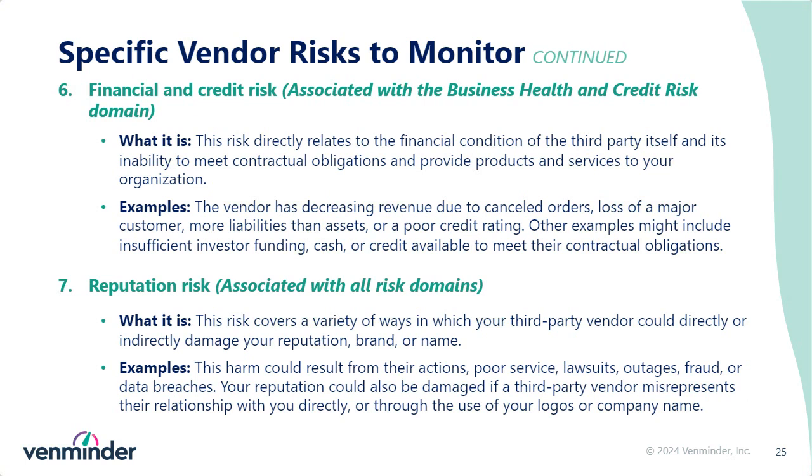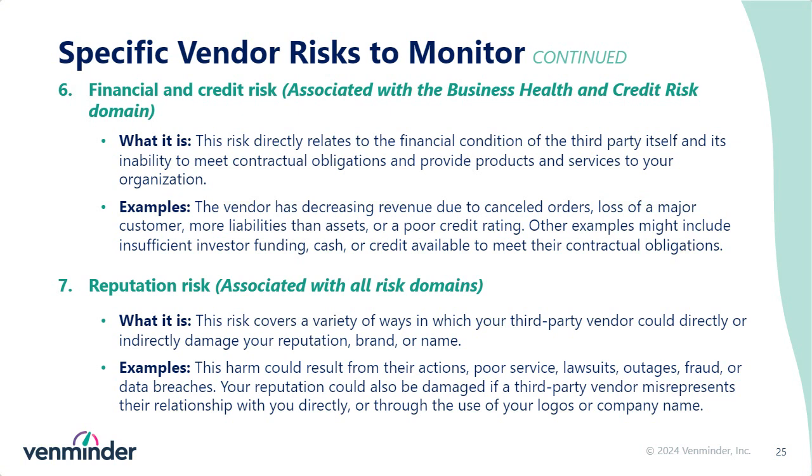And then we have financial and credit risks associated with the business health and credit risk domain. And this risk directly relates to the financial condition of the third party and its inability to meet contractual obligations and provide products and services that you have bought from them. So some examples: the vendor has decreasing revenue due to canceled orders or loss of a major customer, maybe they have more liabilities than assets, maybe they have a poor credit rating.